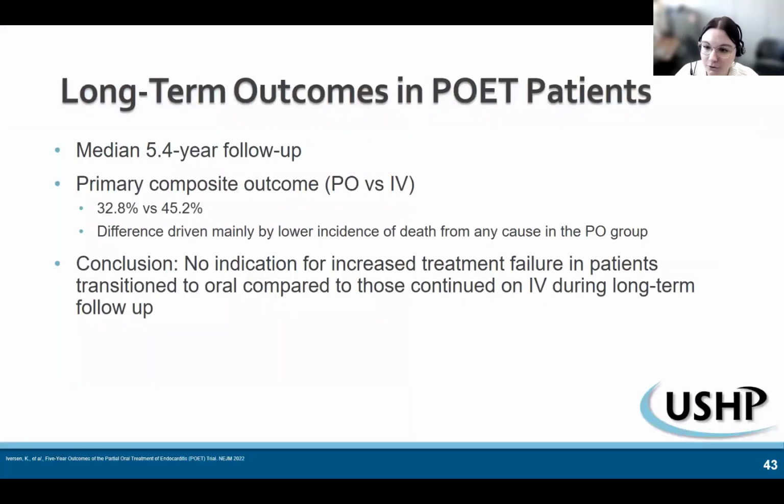For anyone who was disappointed with the short-term follow-up of that trial, thankfully the authors of POET did analyze long-term outcomes in their patients. The primary endpoint, which was the primary outcome of a composite of all-cause mortality, unplanned cardiac surgery, clinically evident embolic events, or relapse of bacteremia with the primary pathogen, was lower in the oral group compared to IV. However, they did assess that this difference is mainly due to lower incidence of death from any cause in the oral group. So they did conclude that there was no increased treatment failure in patients who transitioned to oral therapy compared to those who continued on IV treatment.